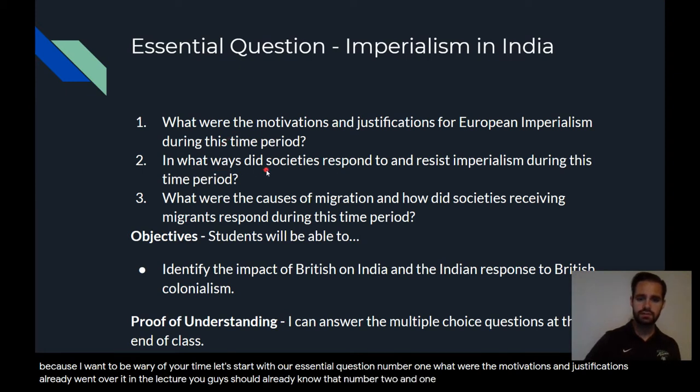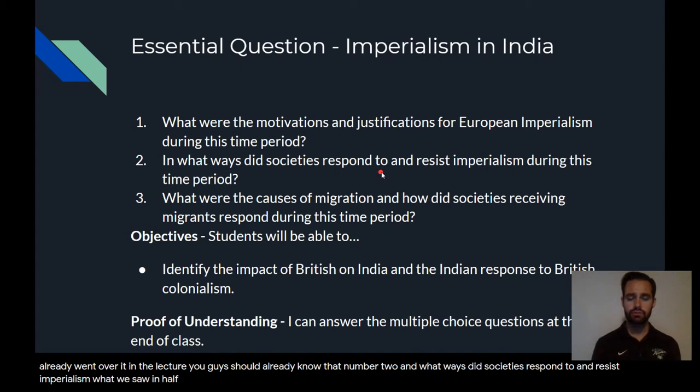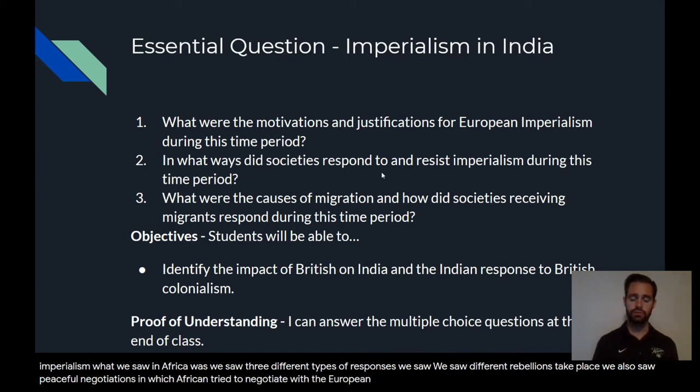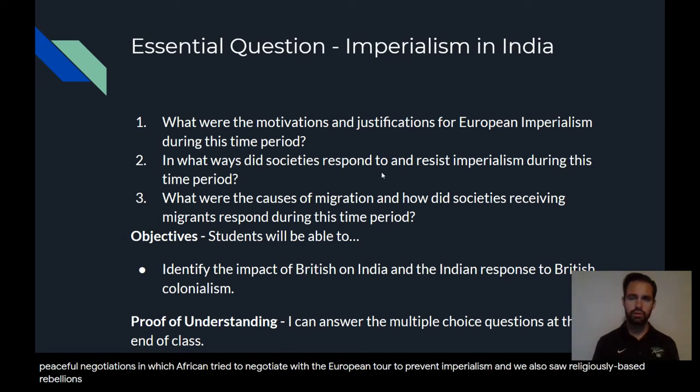Number two, in what ways did societies respond to and resist imperialism? What we saw in Africa was three different types of responses. We saw the direct resistance, where different rebellions took place. We also saw peaceful negotiations in which Africa tried to negotiate with the Europeans in order to prevent imperialism. And we also saw religiously based rebellions. We'll continue to see those types of reactions in other parts of the world. We'll mainly see a little more direct resistance today when we look at these Asian societies.